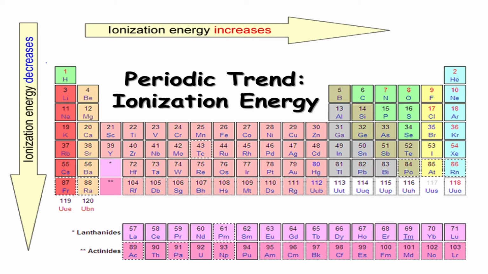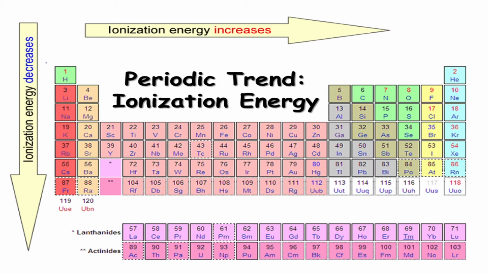Now let's see what happens when you move from top to bottom in a group. We know that when we move from top to bottom in a group, the atomic size increases because the atomic number also increases. If the size increases, the distance between the outermost shell and the nucleus also increases. Here the electrons are held loosely because they are far away from the nucleus. So to remove the outermost electron, we need very little energy.